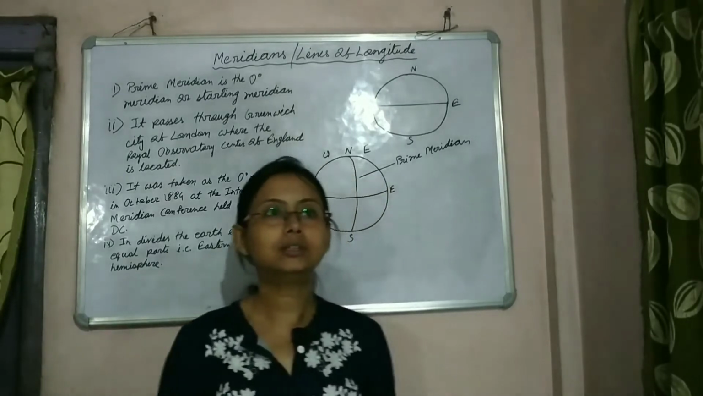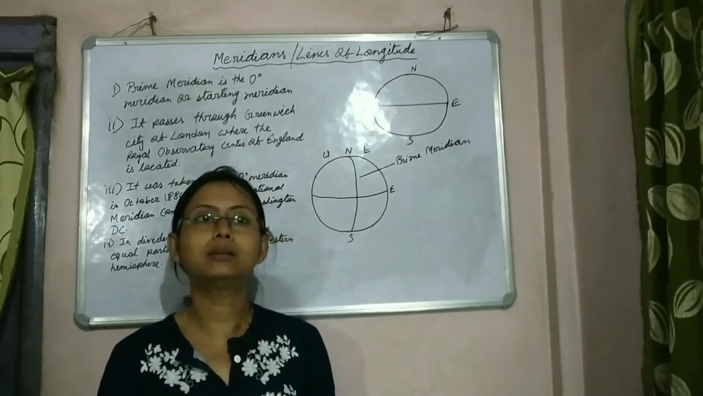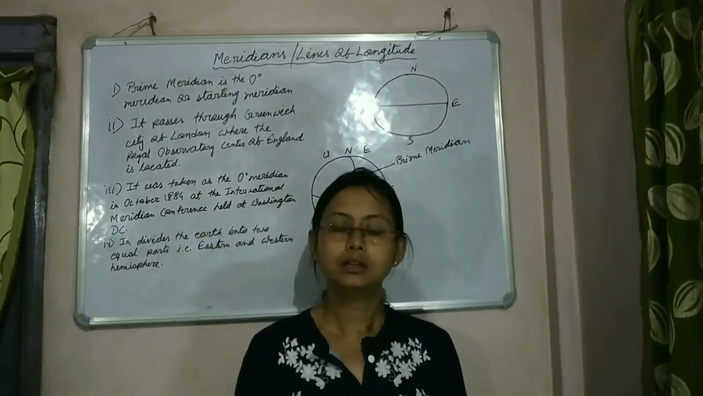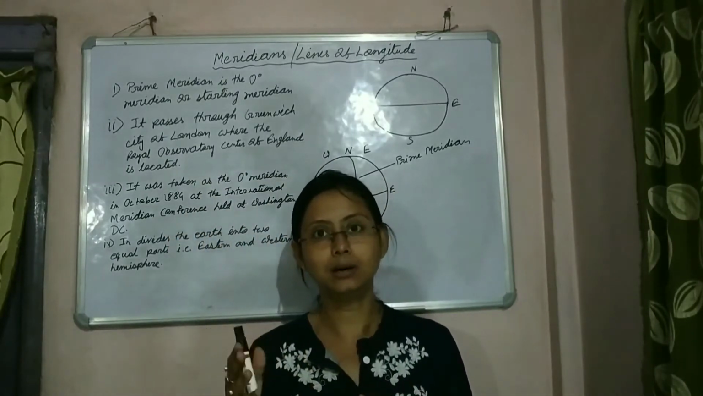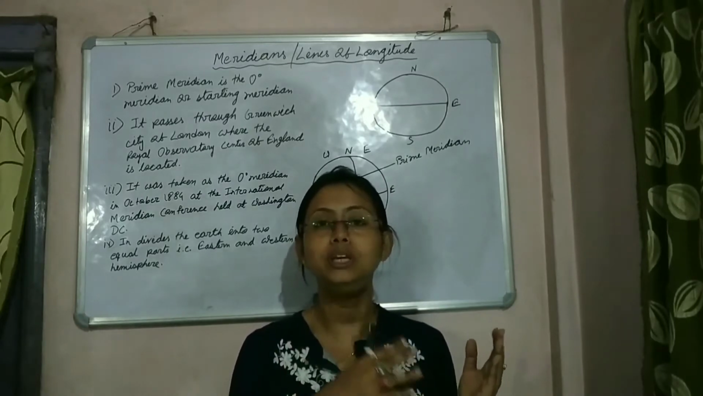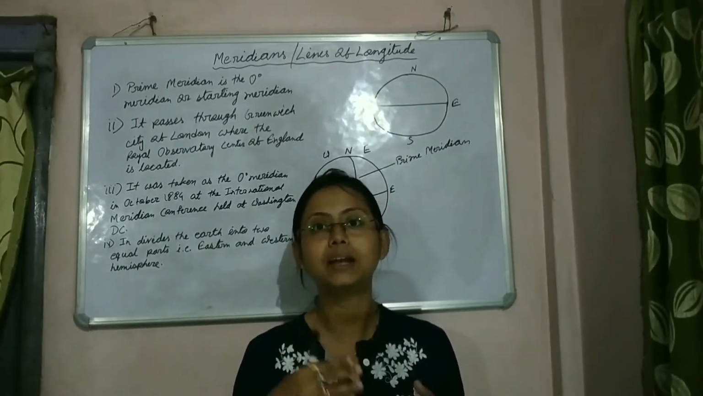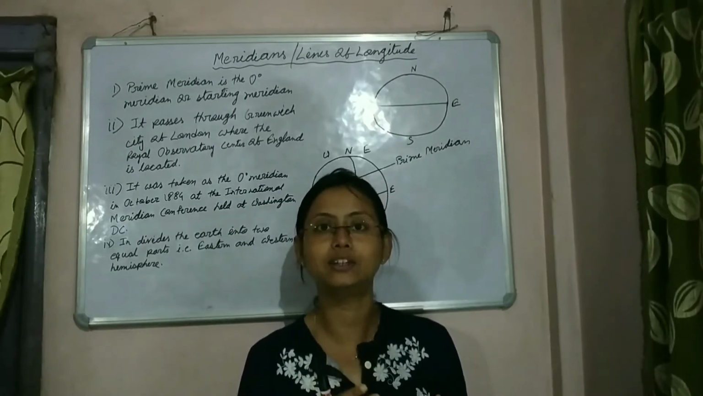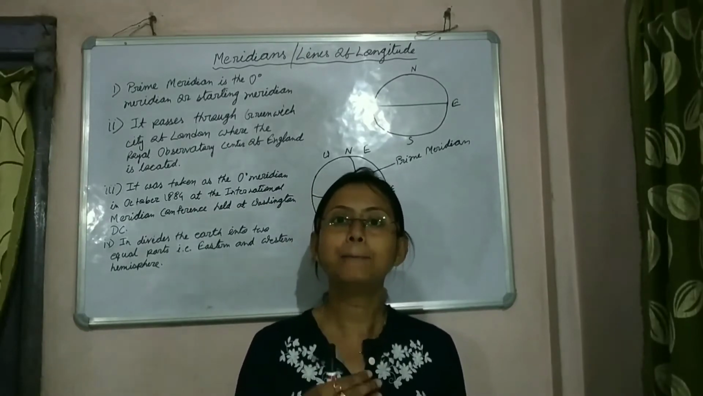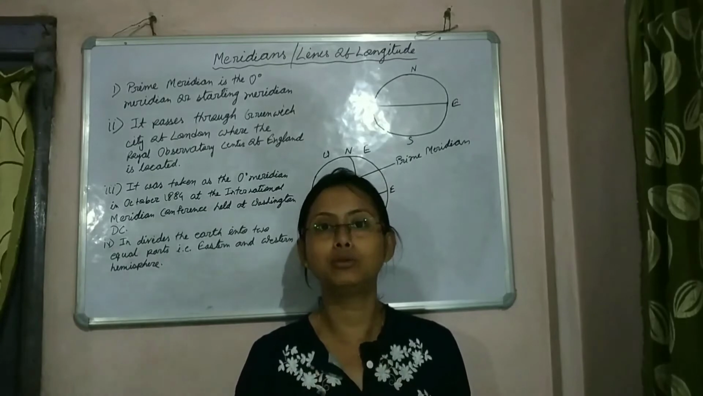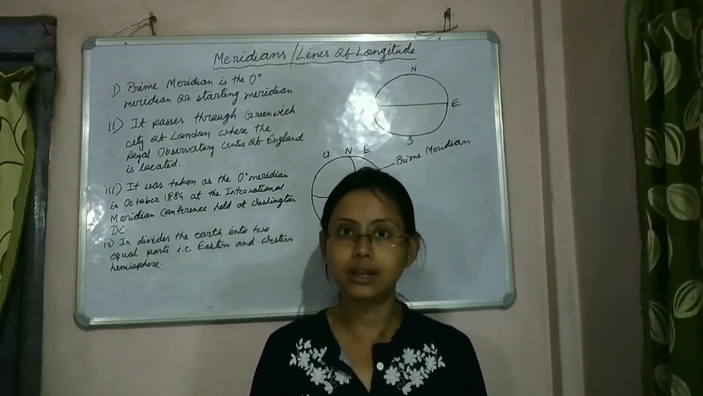Now, about the parallels, we know that parallels are complete circles, and these are drawn from west to east on the surface of the earth, and these are all parallel lines. Parallels or lines of latitude are all parallel lines drawn parallel to the equator. Equator is the 0-degree latitude.